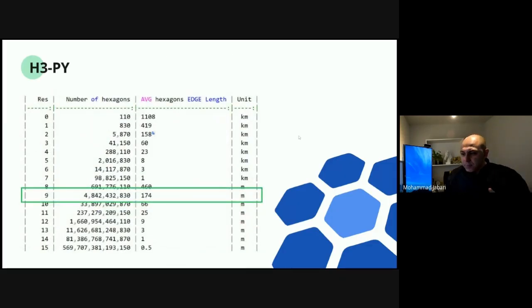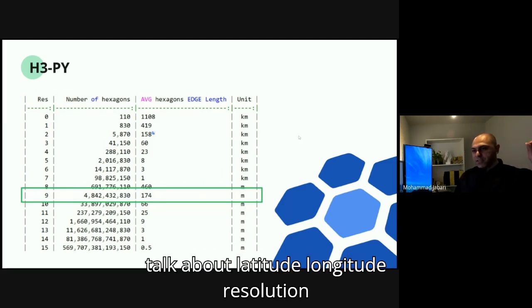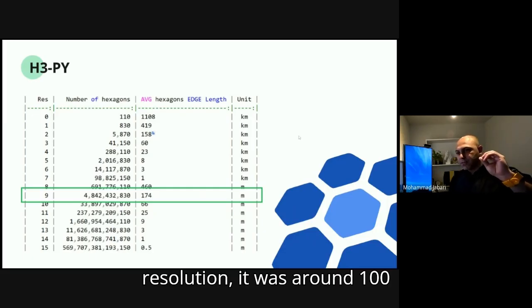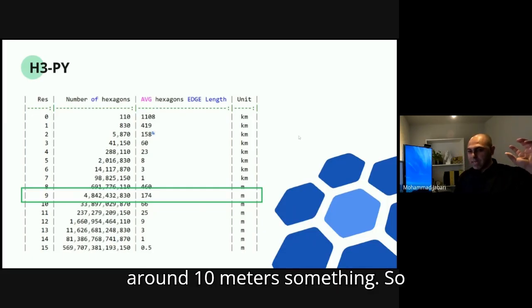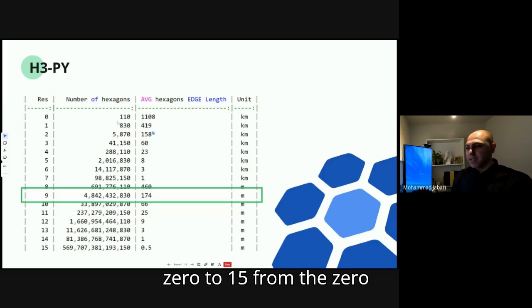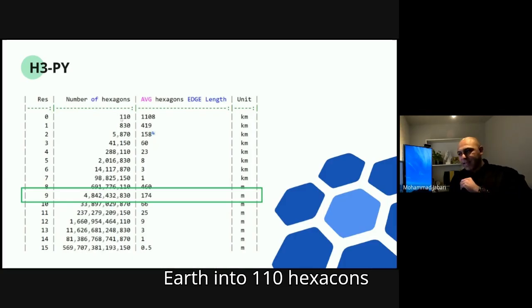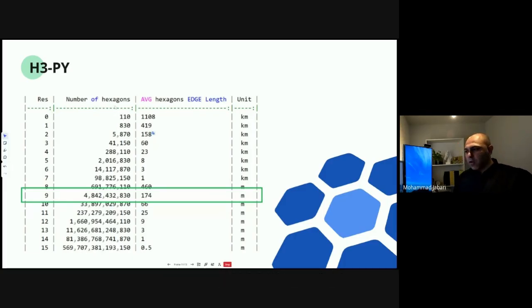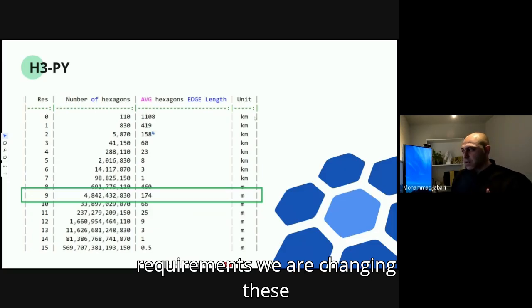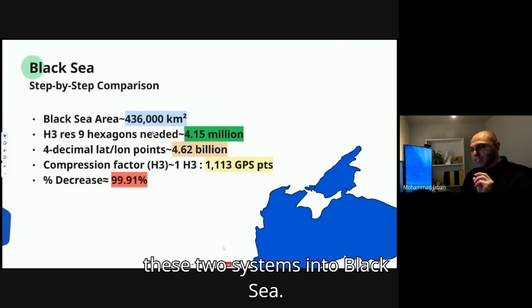I'd like to mention the resolution here again. If you remember, we talked about latitude and longitude resolution, which was around 10 meters or so. Here we have a list of resolutions from 0 to 15. At resolution 0, we divide Earth into 110 hexagons, and based on our requirements, we change these resolutions. Now let's compare these two systems in the Black Sea.